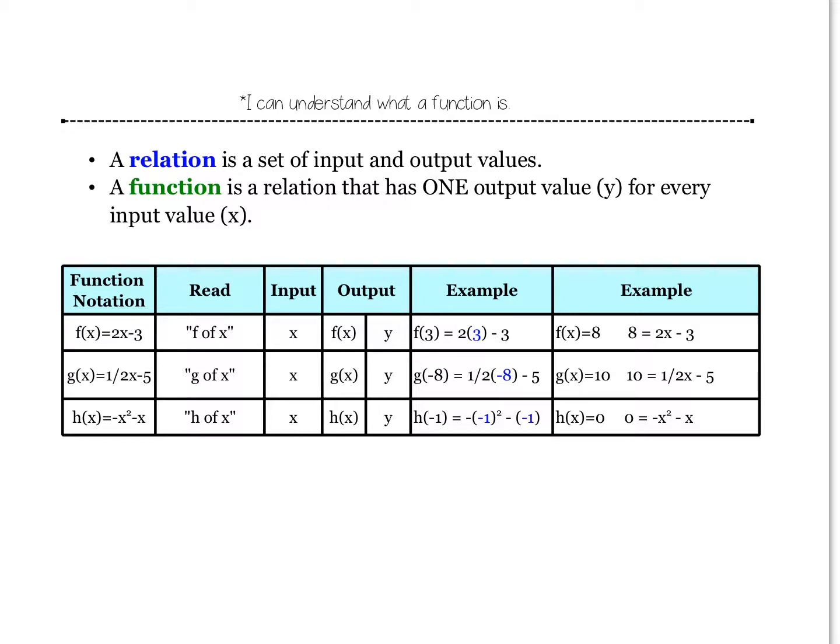All right, so first we just need a couple of definitions. The first one is that a relation is a set of input and output values. So when we talk about input, we're talking about x, and when we're talking about output, that's y. So essentially, it's just any set of ordered pairs. Specifically, a function is a relation, so it's just a set of ordered pairs, but there is exactly one y value for every x value. So if x repeats, in order for it to be a function, it has to give me that same value every time I put it through the function.